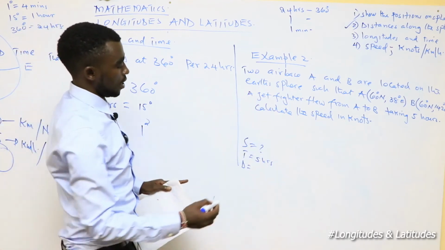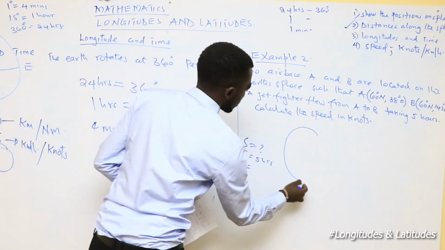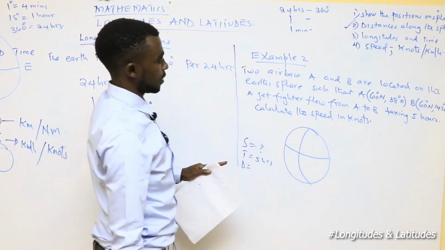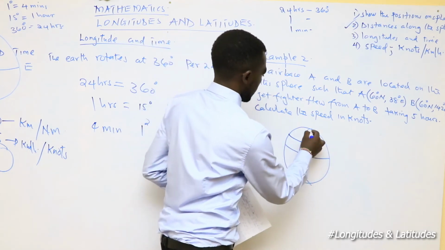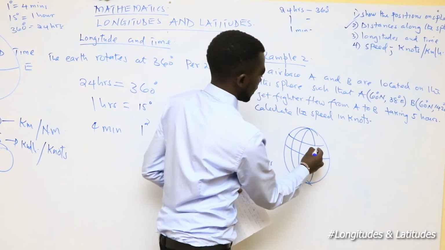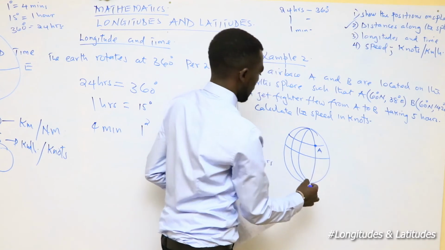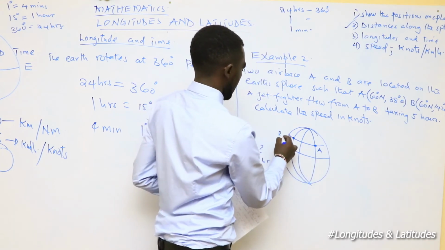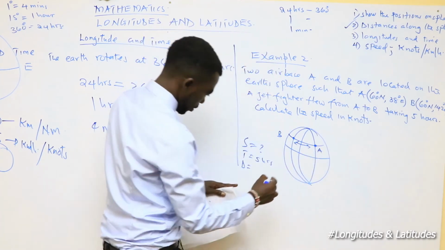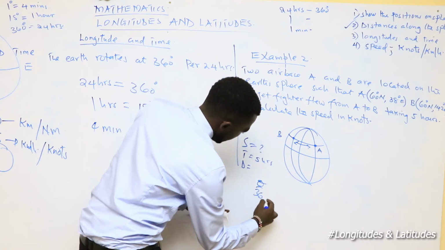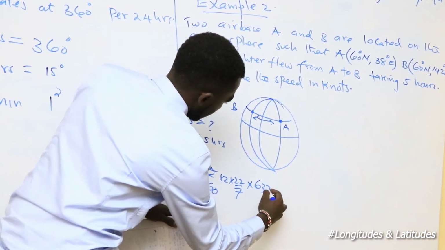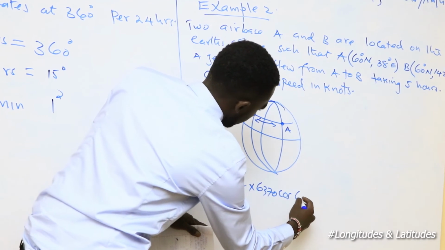So the first thing we do, show the sphere, the positions of A and B. We have the Greenwich Meridian and the equator. Then we have point A, at 60 degrees north, 38 east. So you can say A is somewhere there. Then B, it is there. The values they are given. So we are given the distance across the latitude. So we apply the formula. Theta over 360 times 2 times 22 over 7 times 6370 cos alpha, which is cos 60.